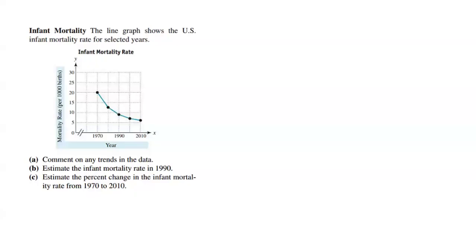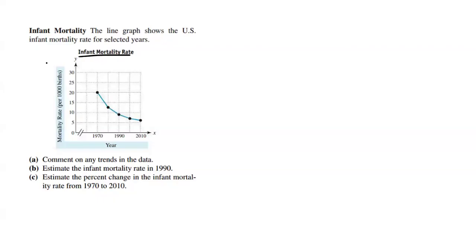So the question says the line graph shows the U.S. infant mortality rate for selected years, and this is from 1970 to 2010. That's in the years part, and the mortality rate is per 1,000 births. Before we look at the questions, we want to analyze what's happening with the data. It looks like it's declining, right? Throughout the years, it looks like it's declining. So we're talking about the infant mortality rate.